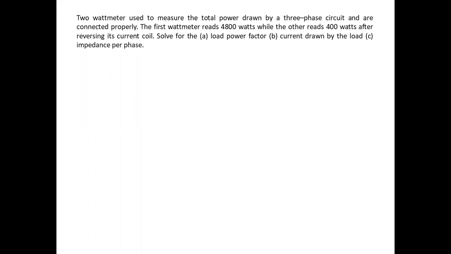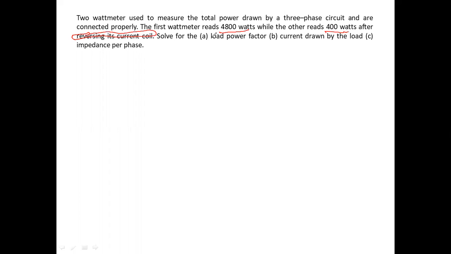Okay, for example number 3, you have there two wattmeters. This is actually the same as with example number 1. So you have the two wattmeters used to measure the total power drawn by a three-phase circuit. Take note of the statement: the first wattmeter reads 4,800 watts, while the other wattmeter reads 400 watts after reversing its current coil.